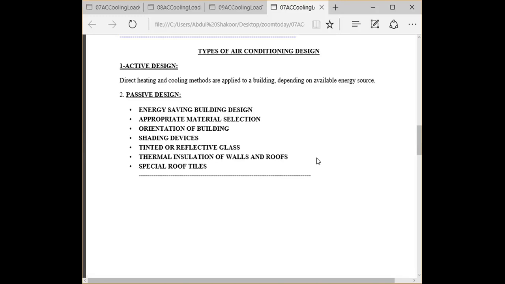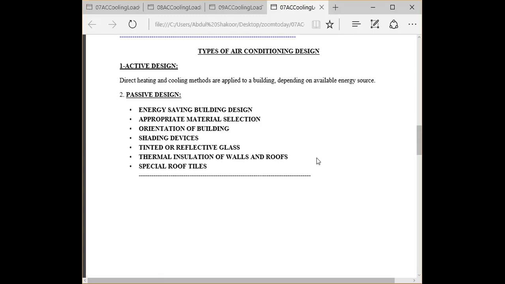So any human construction activity should start considering these aspects, that this building should consume minimum water, minimum energy, so minimum electricity, water, gas, and things like that. So an energy saving building should be designed with energy saving considerations. So appropriate material should be selected. Starting from material selection, design starts. Then orientation of the building. Designer and owner should know which direction they should build the building. Direction is important from the cooling load point of view.